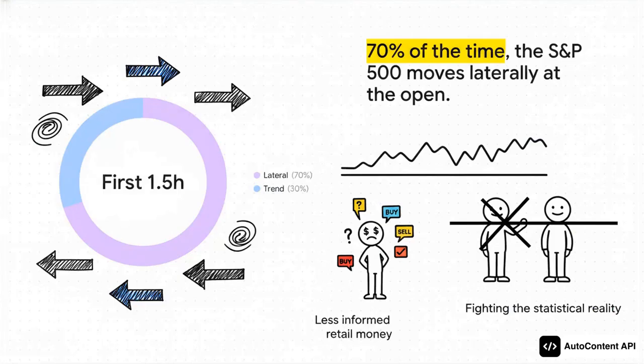Get this. During that first hour and a half, when the market opens and all that less informed retail money enters, the market actually moves completely laterally about 70% of the time. It's not establishing a clear trend at all. It's just absorbing all those messy, emotional market orders and trying to find its footing. So if you're trying to catch some massive trend in the first 90 minutes, you're fighting the statistical reality that the market is mostly just chopping sideways.